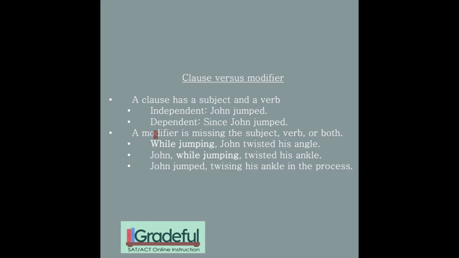Now, a modifier, on the other hand, is something that's missing the subject, the verb, or both. It's something that's very incomplete. So here, the modifier is "while jumping." "While jumping, John twisted his ankle." So you can see that every sentence needs one independent clause, and the modifier is one of these extra details. So while jumping, this happened to John.